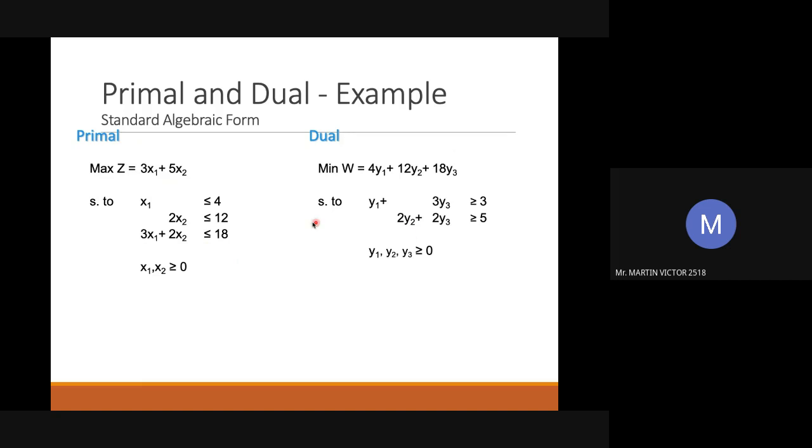So you can see y1 plus 3y3, this less than or equal to will be converted into greater than or equal to when we are writing it into dual. So y1 plus 3y3 is greater than or equal to 3. Similarly, the second equation, 2y2 plus 2y3 is greater than or equal to 5, where y1, y2, y3 is greater than or equal to 0.